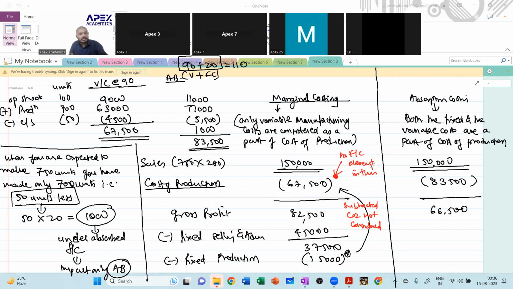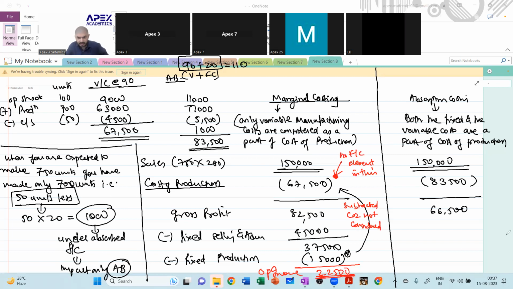But aren't your fixed costs your costs? Don't you have to recover them? So yes, I do have to recover them. So 37 minus 15. What is my final operating income? It's 22,000. And what about this?